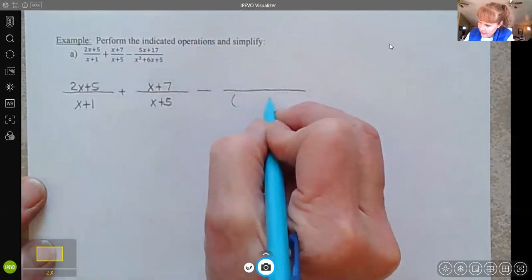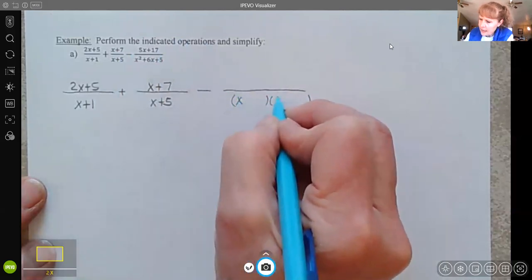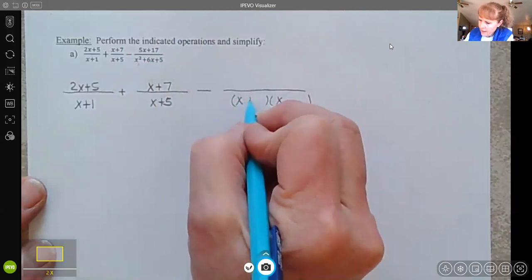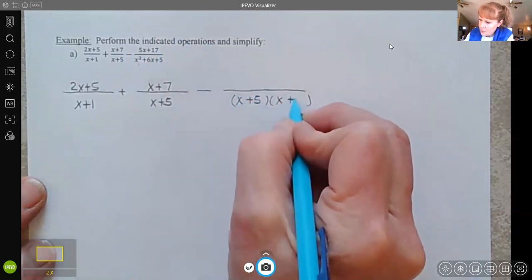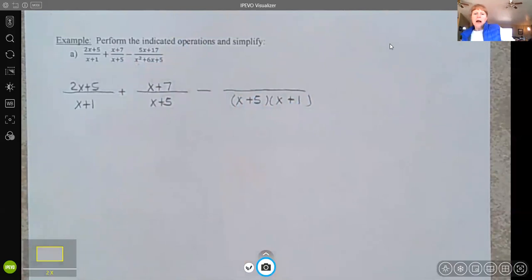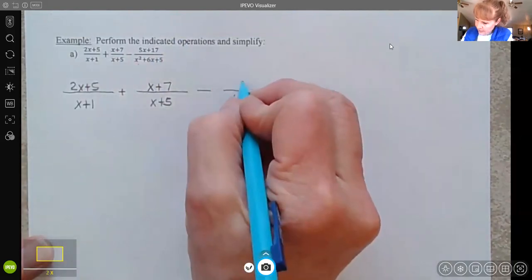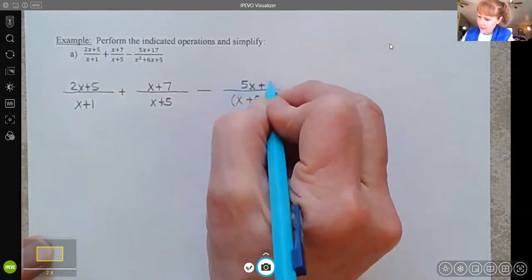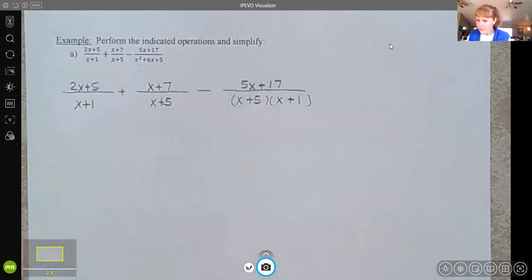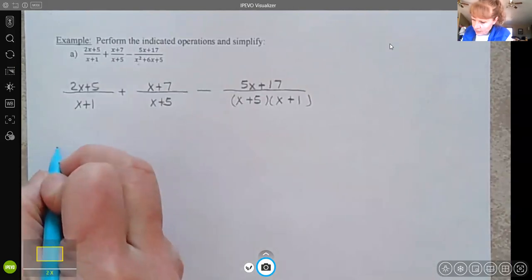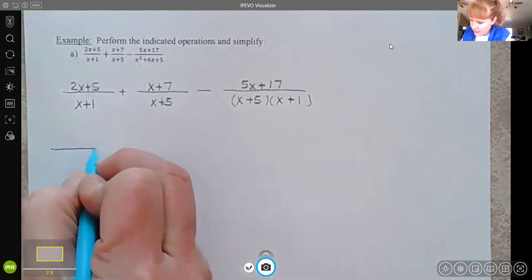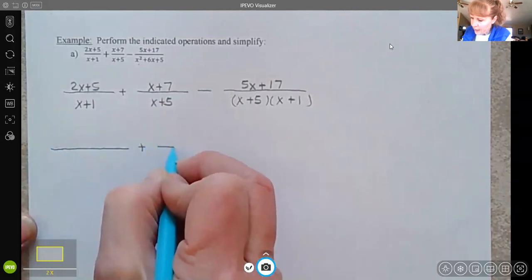This is x times x gives you x squared. 5 times 1 gives you 5. And combined, you get a 6x. So using the FOIL, 1x and 5x. And then I have 5x plus 17. Okay. Least common denominator. Then we're gonna see what we multiply by to come up with the numerators. Then we'll combine things and simplify. So let's go ahead and come up with the least common denominator for each of our 3 fractions.